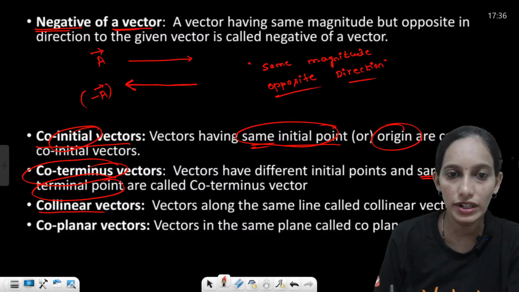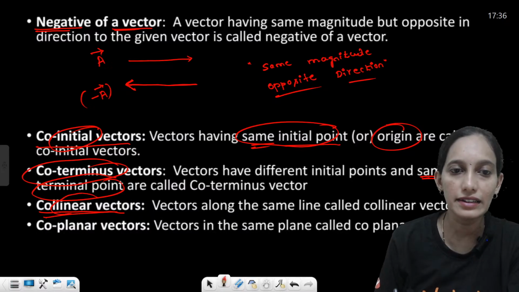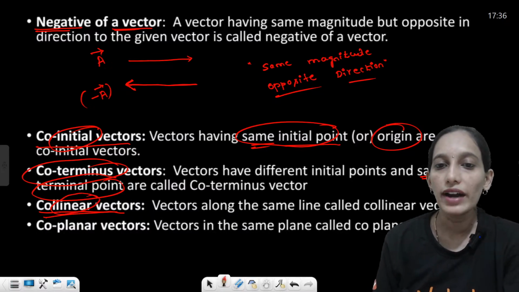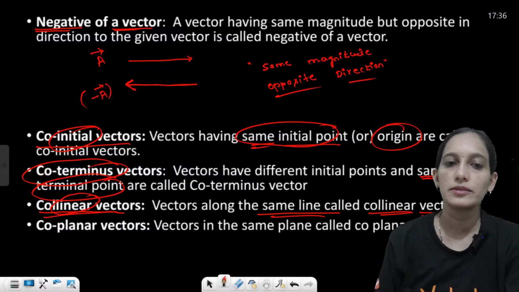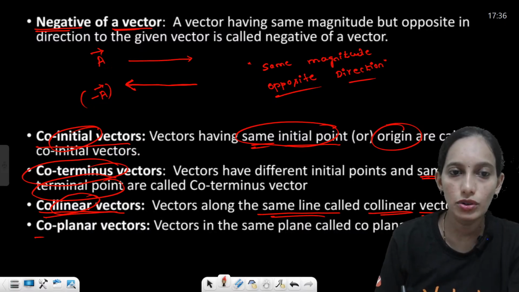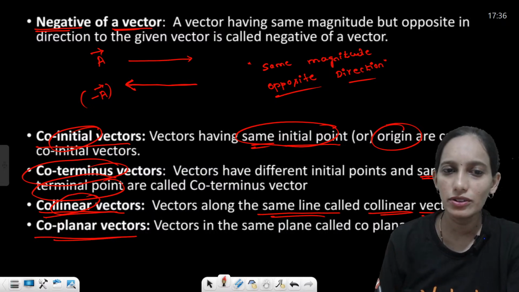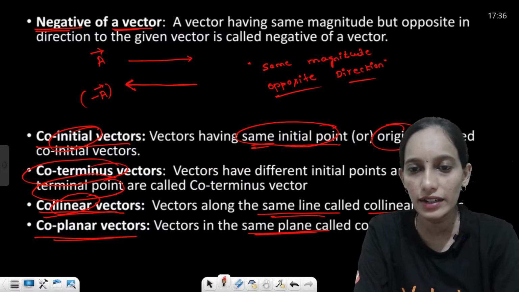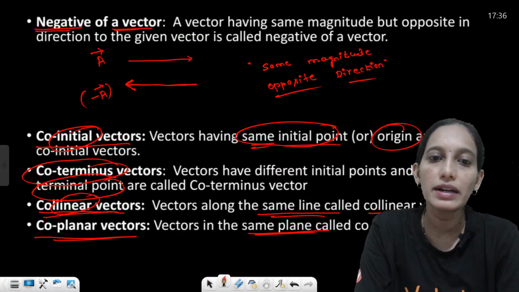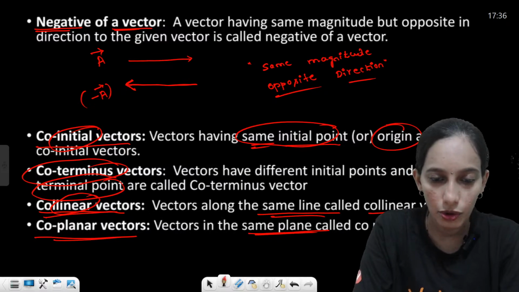Next is the collinear vector. Here we have the word linear, correct? Two or more vectors lying along the same line are called collinear vectors. Okay, so next is coplanar vectors. Coplanar means the same plane: if two or more vectors lie on the same plane, we call them coplanar vectors. Okay, so hope it is clear till here.